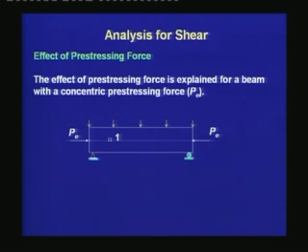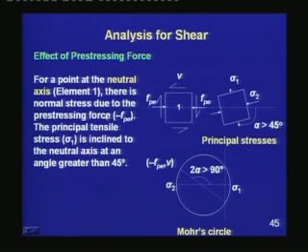Let us understand the effect of prestressing force for a beam with a concentric prestressing force PE. This is a simply supported beam with a uniformly distributed load subjected to a concentric prestressing force PE. We shall observe the state of stress for an element which is at the neutral axis. For a point at the neutral axis, which is represented by element 1, there is normal stress due to the prestressing force, which is compressive and denoted as minus fPE.